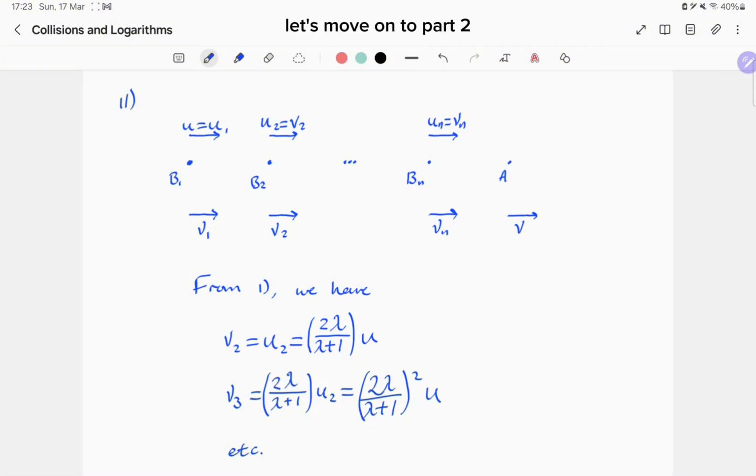Let's move on to part 2. Here we can see that u equals u1, u2 equals v2, all the way to un equals vn. After the collision, particle B1 moves with v1, particle B2 moves with speed v2, all the way to particle A, which moves with speed v. From part 1, we have v2 equals u2 equals 2 lambda over lambda plus 1, all multiplied by u.